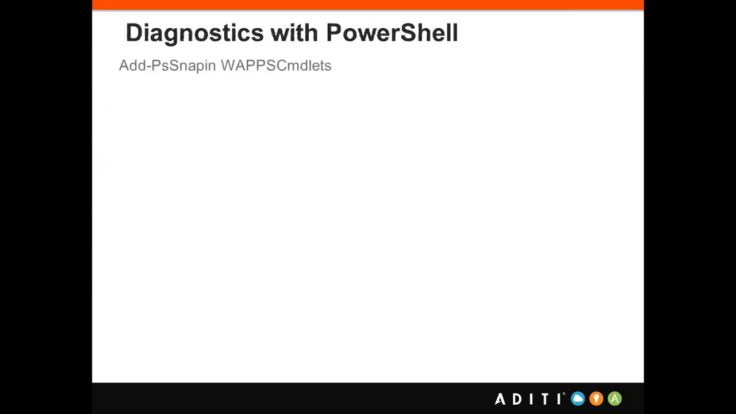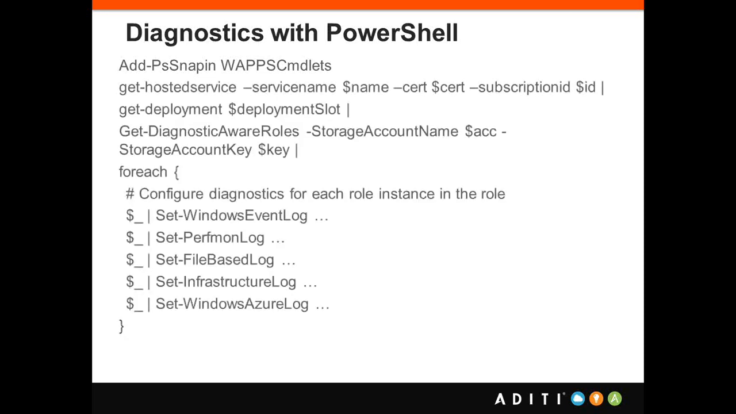PowerShell scripts. Windows Azure has cmdlets called Windows Azure PowerShell cmdlets, which are available on CodePlex. You can download them from there and make use of them. You can access and make changes remotely. You can run it on your local machine with the subscription certificate. You can change the performance log, file-based logs, infrastructure log, whatever you want to configure. Diagnostics, exactly the same thing we did in role start, we can do here also.